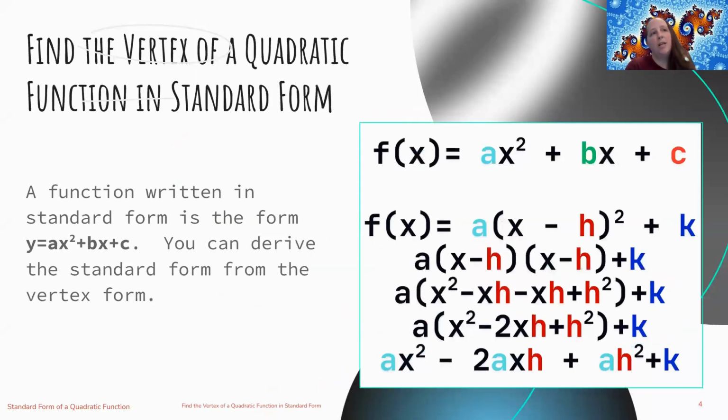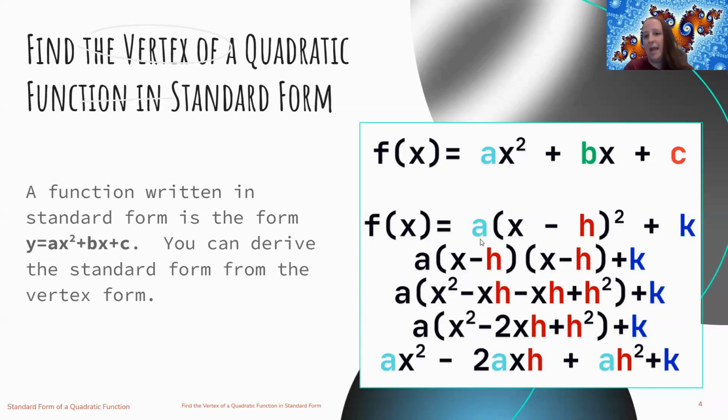So a function written in standard form is in the form y equals ax squared plus bx plus c. We did see this a little bit in vertex form when we had to change vertex form into standard form, okay? You can derive the standard form from the vertex form by doing that. So again, I'm looking for that ax squared plus bx plus c, okay?